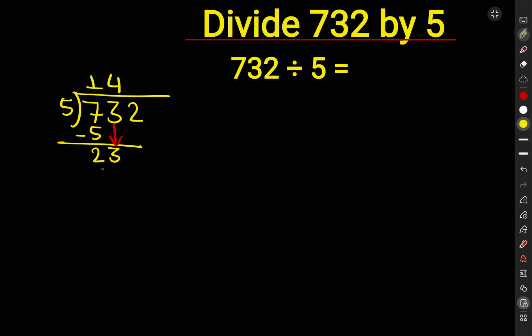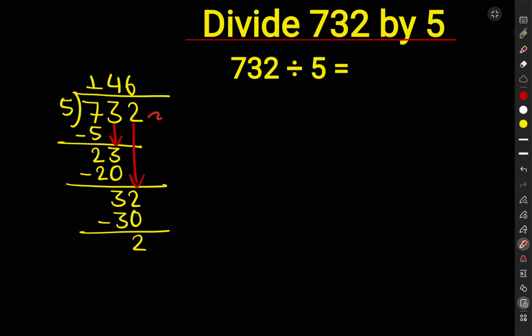5 times 4 is 20. On subtracting we get 3. So again we put down this 2 and it is 32. 5 times 6 is 30. On subtracting we get 2.